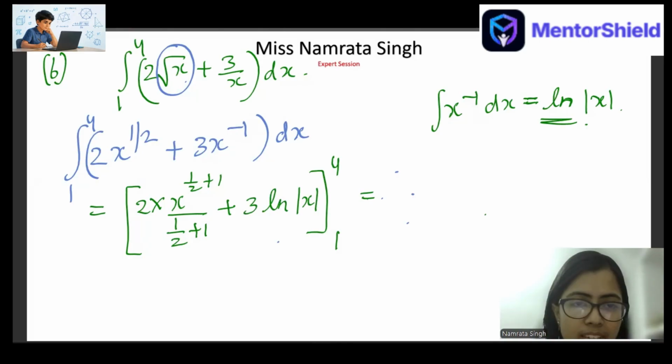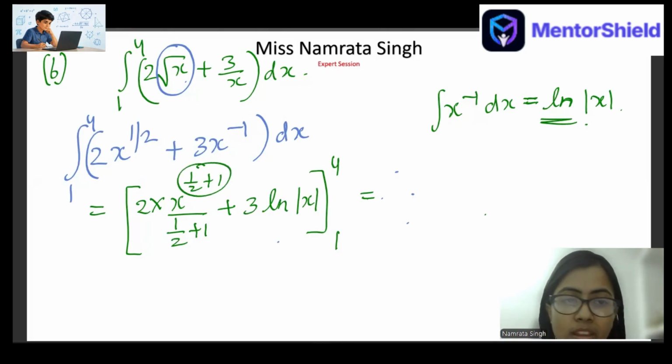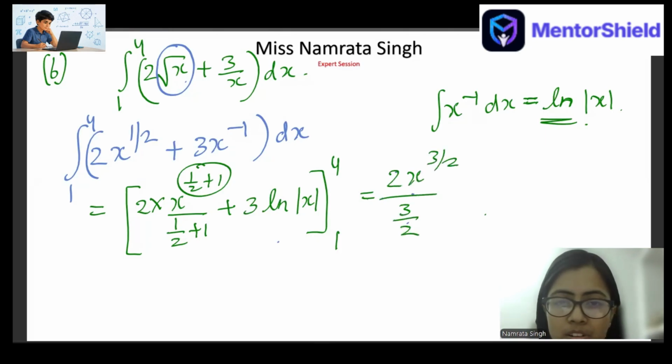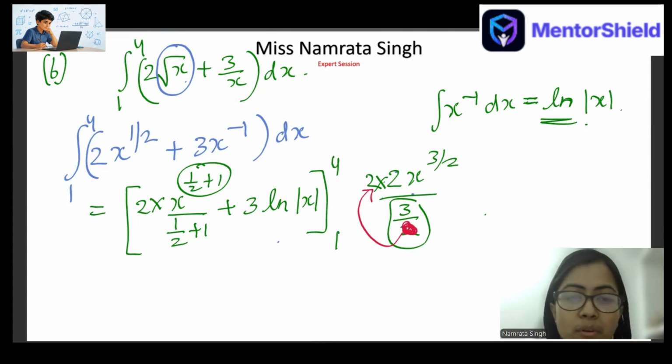If you simplify this, x raised to half plus 1 would come to be x raised to 3 by 2. So 2x raised to 3 by 2 divided by 3 by 2. This 2 will go up here, and what will happen to that? This 2 went up here, so we can remove the 2 here. And the answer will be 4x raised to 3 by 2 divided by 3. Alright, so we're going to write that as the answer now.